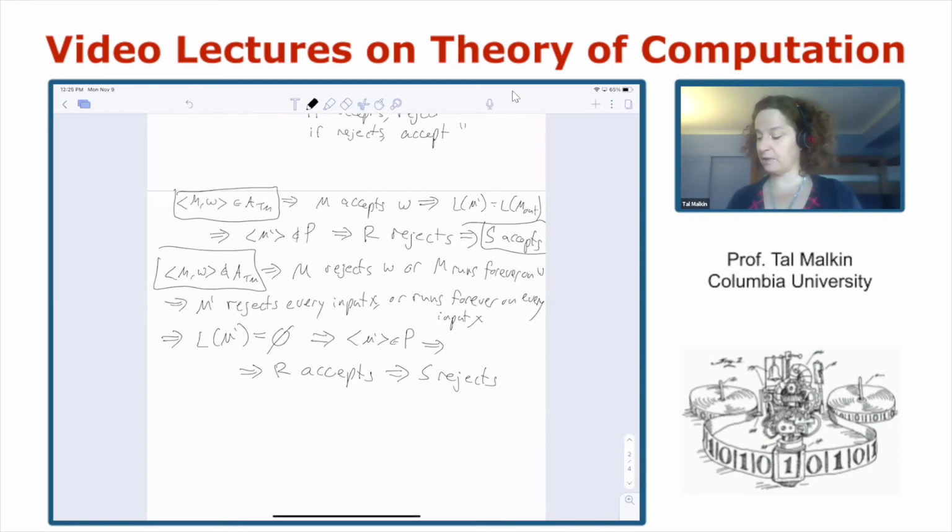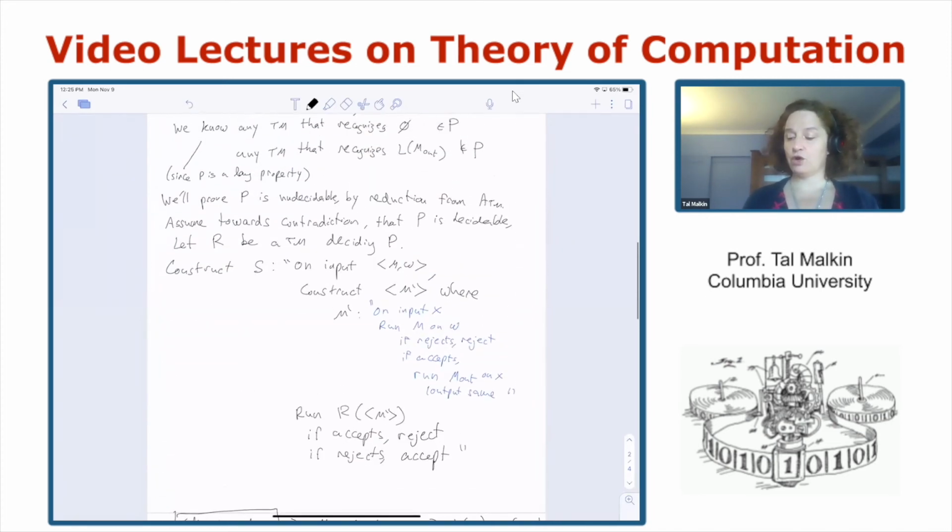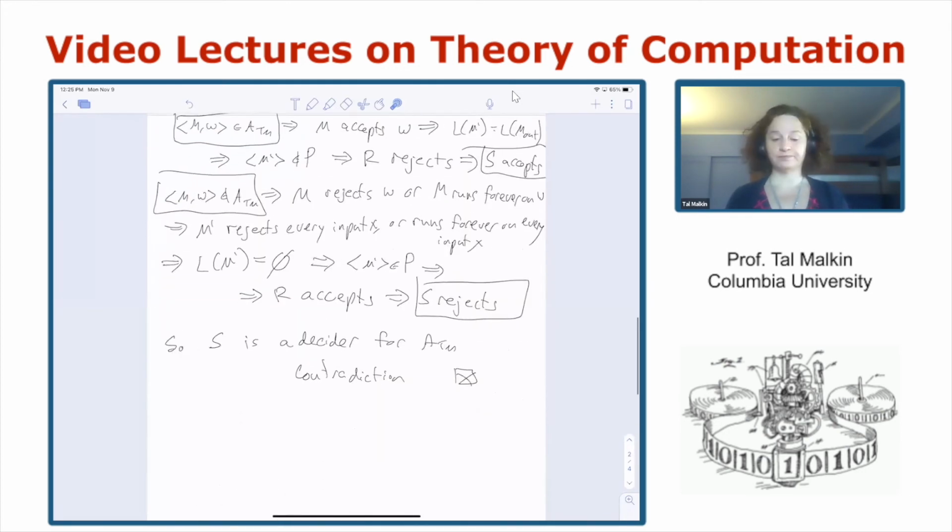So overall, we proved that if MW is in ATM, then S accepts, and if MW is not in ATM, then S rejects, and therefore S is a decider for ATM, which is a contradiction since we know that ATM is not decidable. Okay, and since it's a contradiction, it means that this assumption is false. P is not decidable. There exists no R like this. Otherwise, this would be a decider for ATM. Okay, so this completes the proof of Rice's theorem.